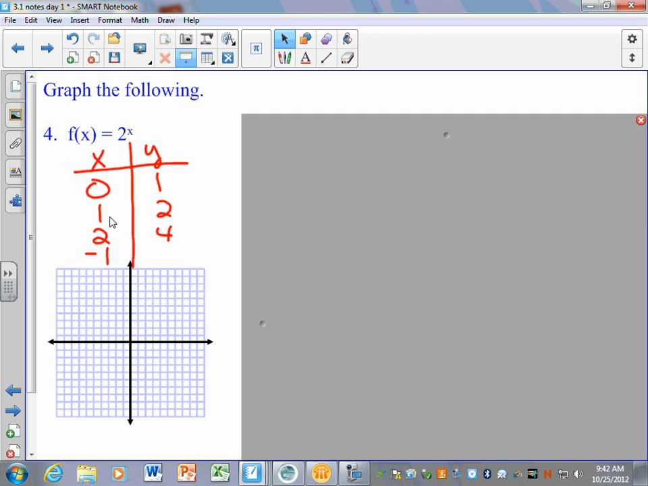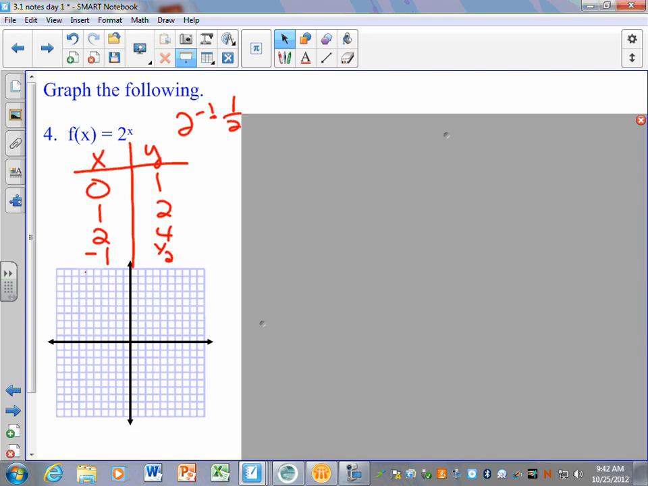1/2, right? -1 would be 2 to the -1. You move it to the bottom, so that's 1/2. Whatever has a negative exponent goes to the bottom. And then you take the power.